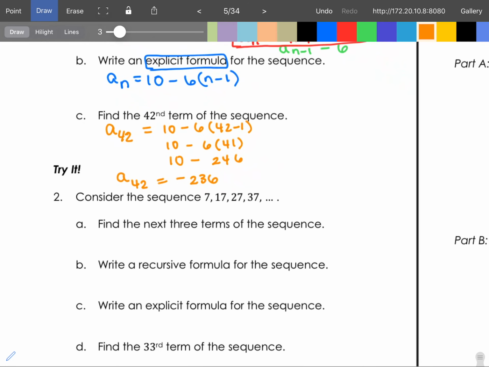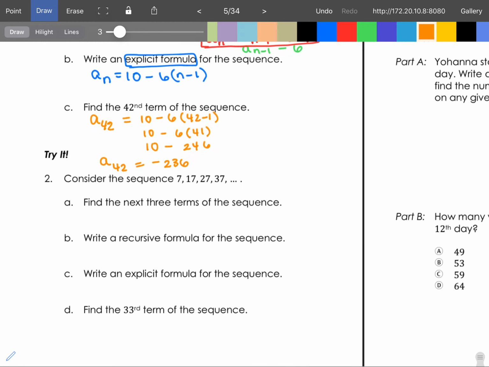All right, I would love for you to pause this and try this one and just see how far you can get using the previous example, and then start this back up.